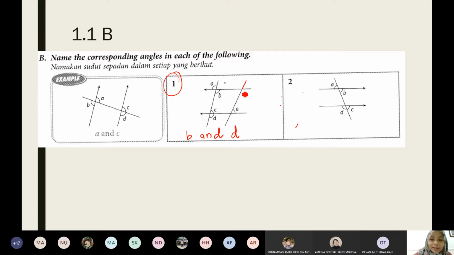Okay, why? Because garisan dua ni, they are not parallel. Walaupun macam membentuk F, but these lines are not parallel. When it's not parallel, so kita tak boleh guna corresponding angles. Angles dia tak sama. Okay, sebab hari tu saya dah explain dia punya angle supposed to be sama, so you already know lah kan.